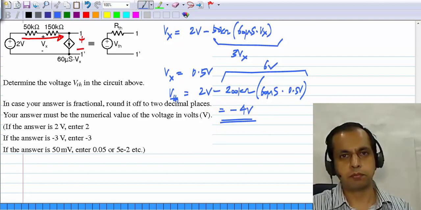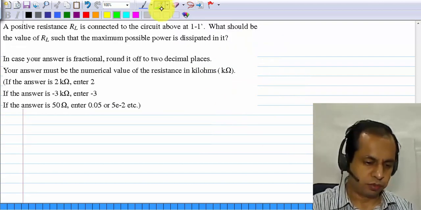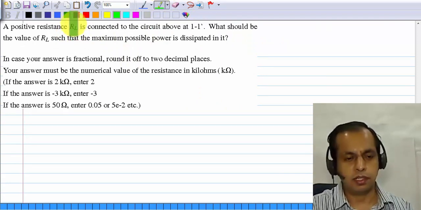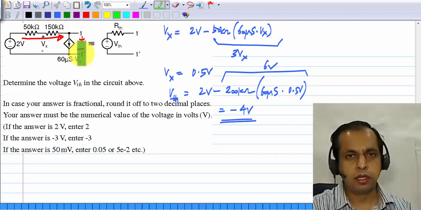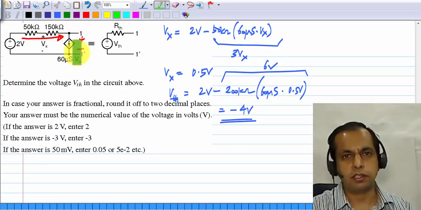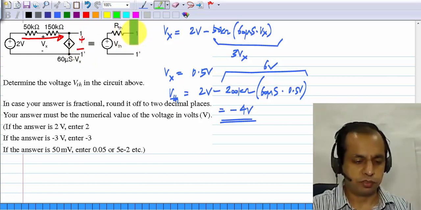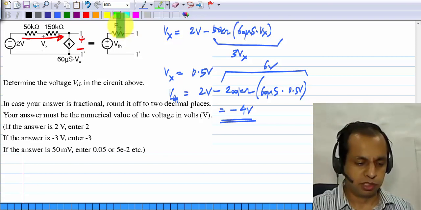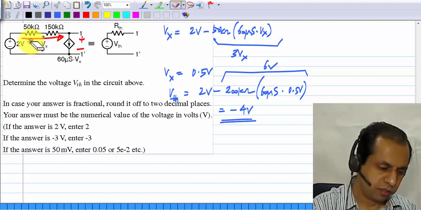Okay, now if you look at the next question, what it really says is a positive resistance RL is connected between these two terminals, and you have to find the value of RL such that the power dissipated in RL is maximized. Now you know from maximum power transfer theorem that if you connect a resistance between these 2 points, the value of the positive resistance for which it will be maximized is equal to RTH. So basically you have to find RTH. That's all. Okay. How do you do that?